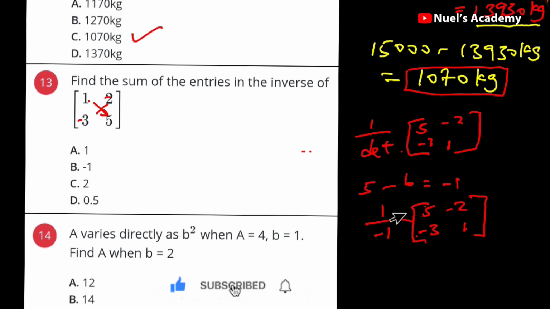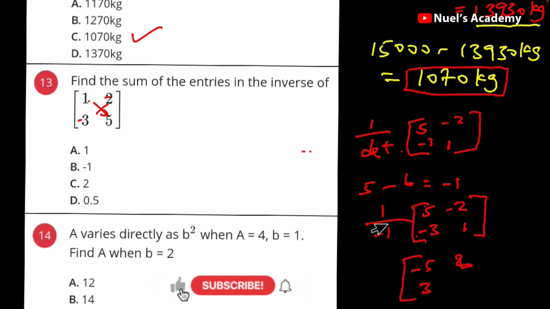Then minus 1 times 5 is minus 5. Minus 1 times minus 2 is 2. Minus 1 times minus 3 is 3. Then minus 1 times minus 1 is minus 1. So we have to find the sum of the entries. So let's sum all these entries. So we have minus 5 plus these 2, then plus 3, which is this one, then minus 1.